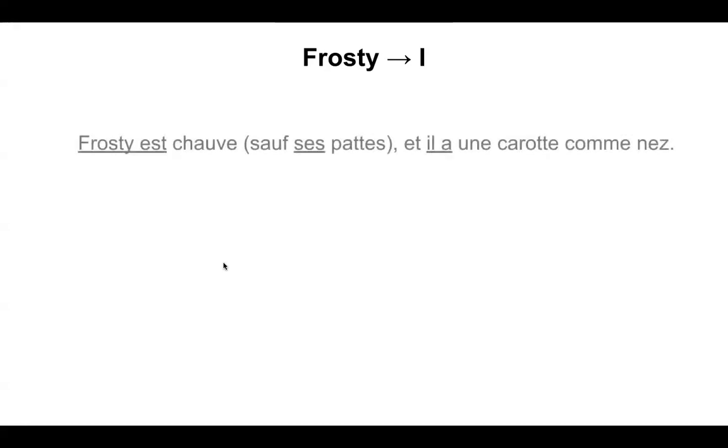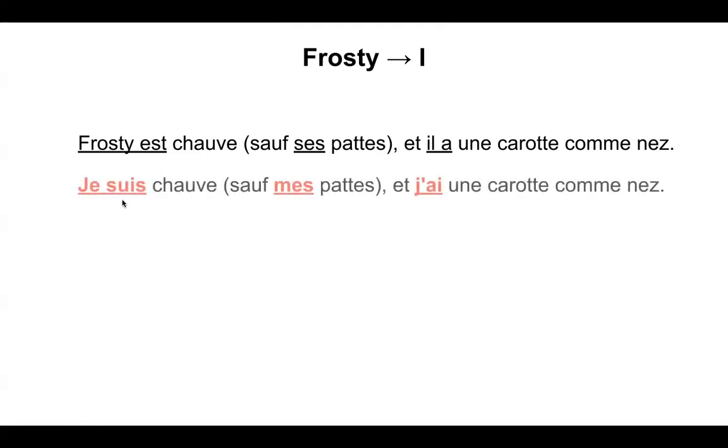OK. Phrase suivante. Frosty est chauve, sauf ses pattes, et il a une carotte comme nez. OK. Alors, Frosty est, on change bien sûr à je suis chauve. Et j'ai oublié de marquer à la feuille de travail c'est, OK? Mais on change c'est à mes, except for my sideburns. Mes, M-E-S, is how we say my for any plural noun in French. And pattes, sideburns, is plural. And then il a, he has, we change to j'ai une carotte comme nez.